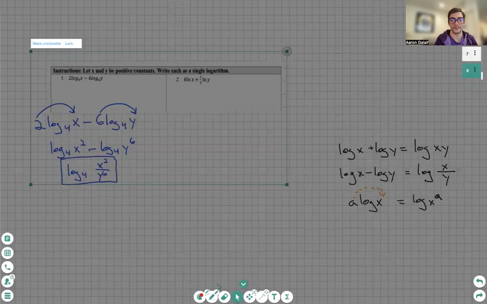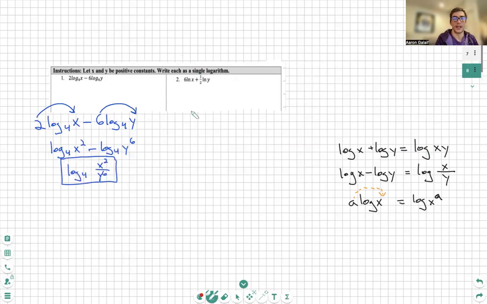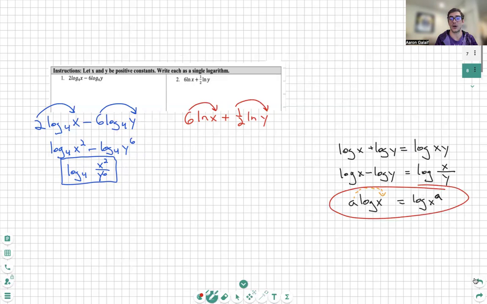Number 2. So again, we're going to rewrite. The ln follows the same rules as log because it just has a base of e. So the first thing I see is I have coefficients. I see a 6 in front of the first ln. I see a 1/2 in front of the second ln. I'm going to bring those up as my exponents, as our third rule. So ln of x to the power of 6 plus ln of y to the 1/2 power.